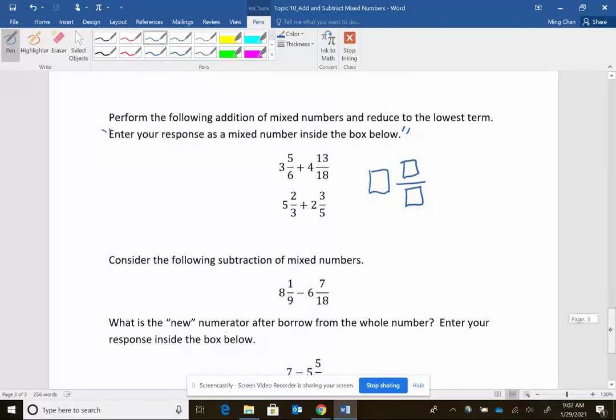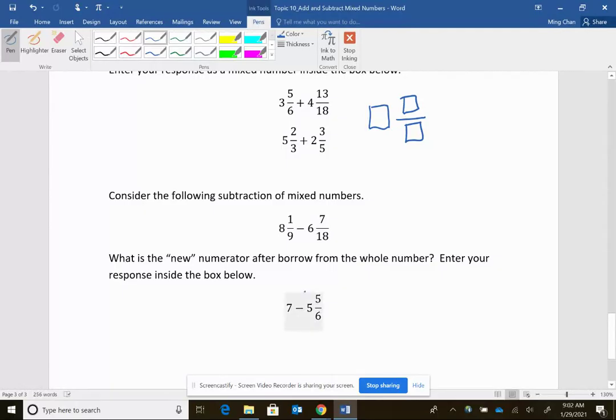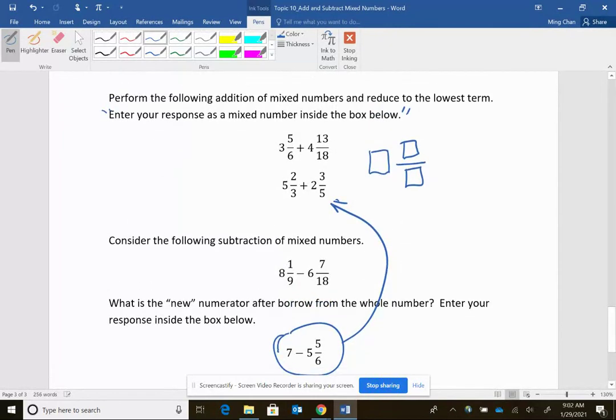Now there's another question like this one right here. Oh, this is a subtraction. Sorry, this is supposed to go up here. So there are 3 problems where I need you to add and subtract mixed numbers.